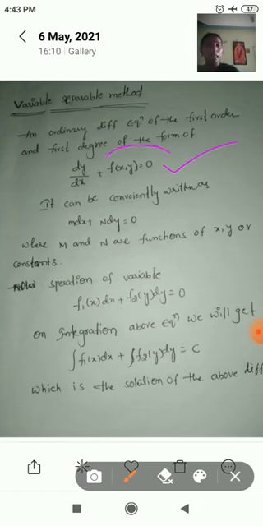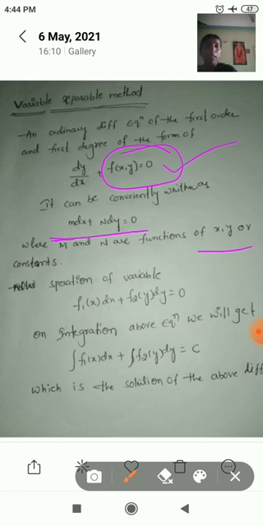Do you know what f of x, y is? In f of x, y, the product of two terms, x and y, can be conveniently written as M dx plus N dy equals 0. Here M and N are functions of x and y. So the first order and first degree form dy by dx plus f of x, y can conveniently be written as M dx plus N dy equals 0.